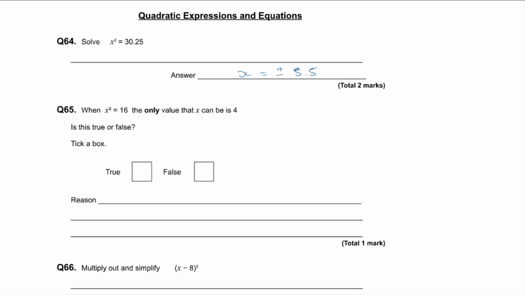65, when x squared equals 16, the only value that x can be is 4. Is this true or false? Well, I've just explained that. It's false, because x is going to be equal to plus or minus 4. So there are two solutions, not 1.